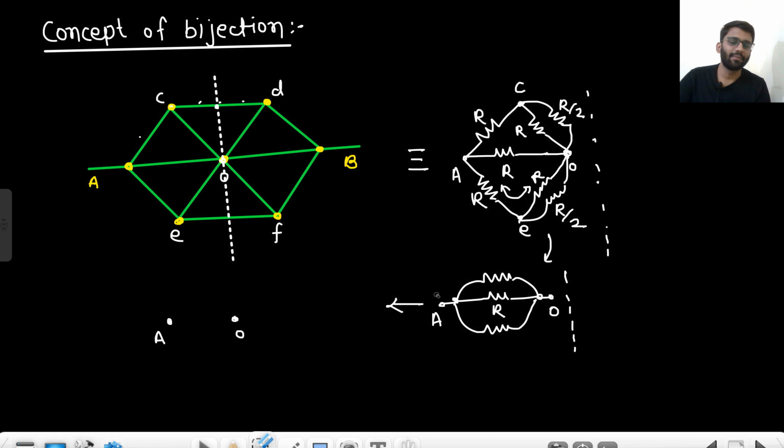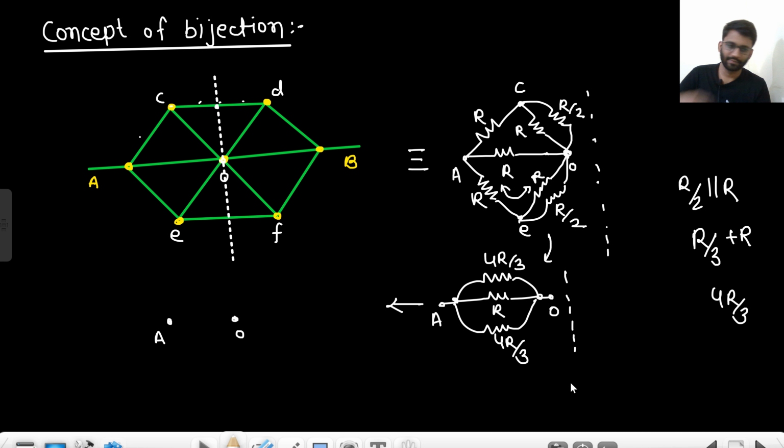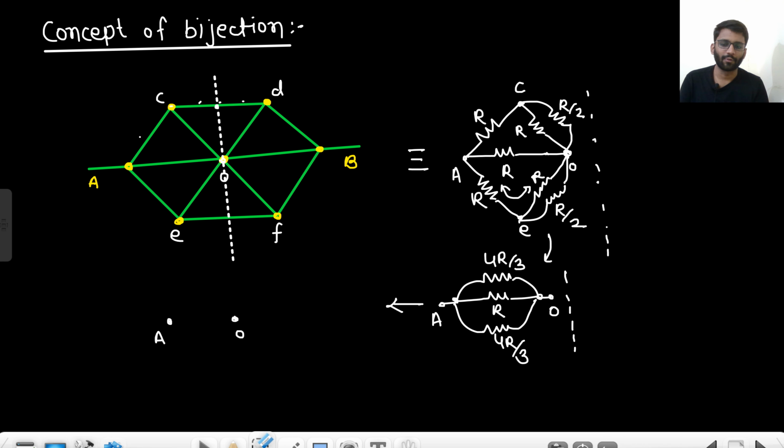And then R by 3 plus R will become 4R by 3. Right? This will be 4R by 3, and this will be 4R by 3. R by 2 parallel with R becomes R by 3, and then in series with R, it becomes 4R by 3. So this is 4R by 3 and 4R by 3, and these in parallel will become 2R by 3.